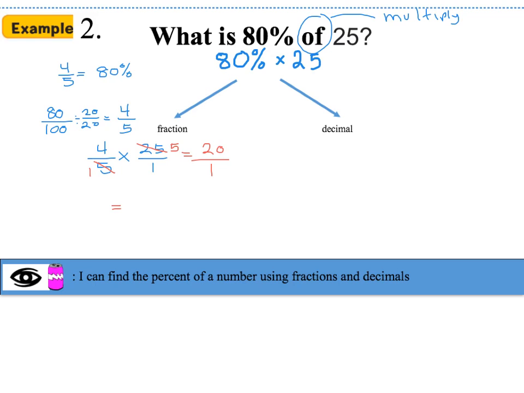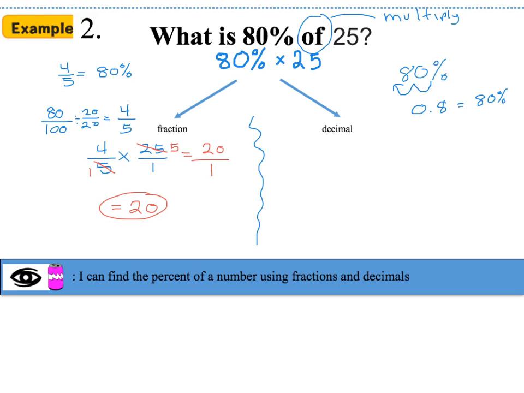So the answer for this problem is equal to 20. Let's do it another way now. Let's solve it using decimals. I can make 80% look like a decimal by moving it over 2 spaces to the left. So my decimal form of 80% would be 8/10. Remember, 8/10 is the same as 80%.